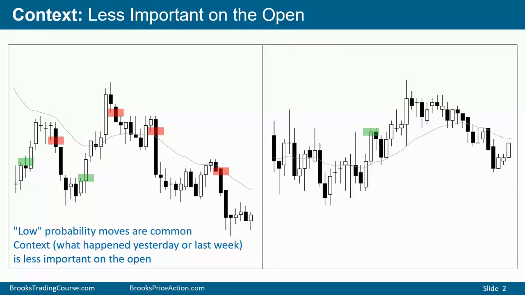On the open, context is slightly less important than it is during other times during the day. For example, at this point during the day, tight trading range, probably going to be a lot of tight trading range for the remainder of the day. On the open, things that appear to be low probability are much higher probability than what you think, and things that you think are high probability are lower probability than what you think.